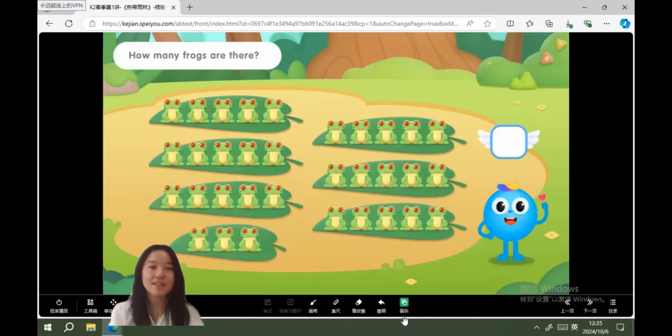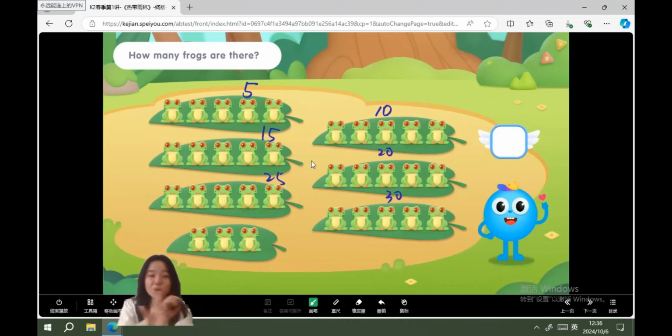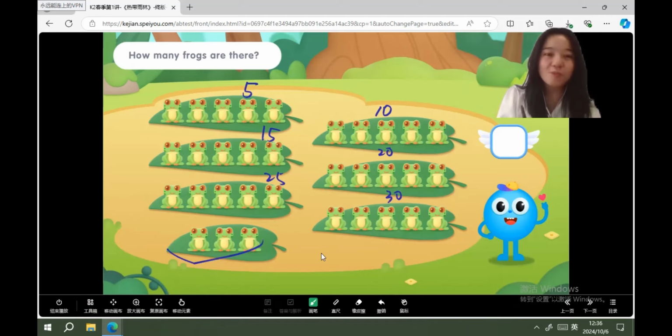How many frogs are there? For the first few leaves, you can see apparently how many frogs are on one leaf? Just 5. So let's count by 5. 5, 10, 15, 20, 25, 30. No, don't say 35. Please observe first. On the last leaf, how many frogs are there?